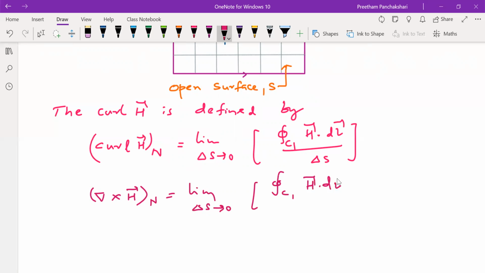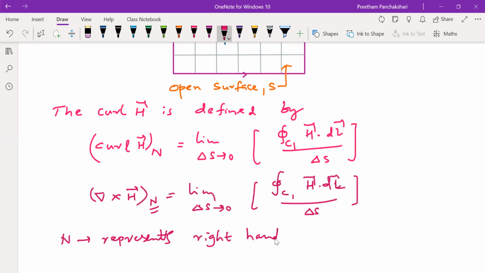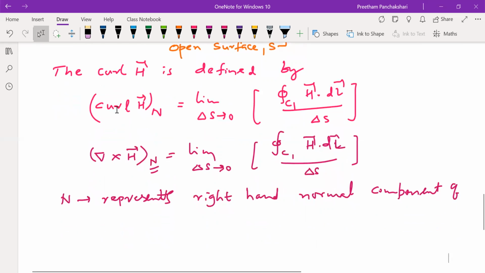So line integral of H divided by delta S. After having this one, we shall explain this N. N stands for the normal component of the curl H. N represents the right hand normal component of curl H. So what is the meaning of normal?